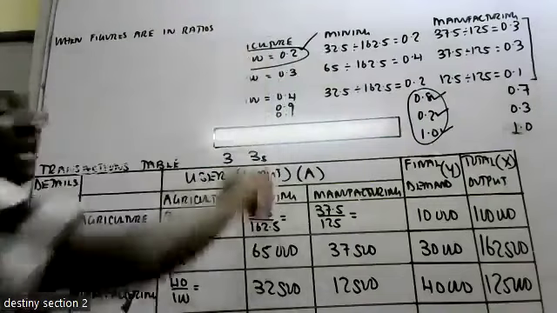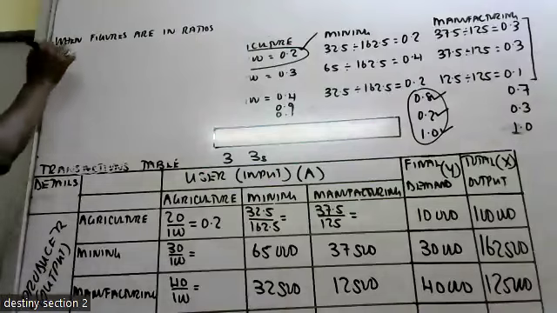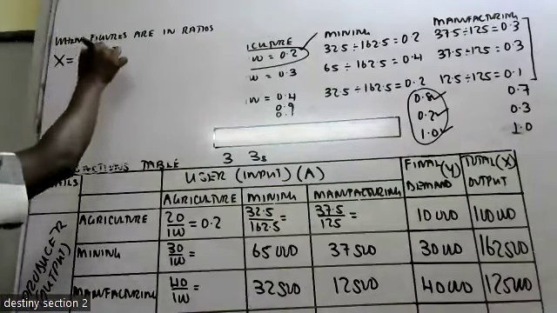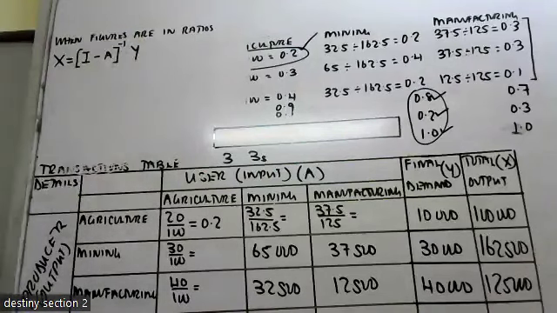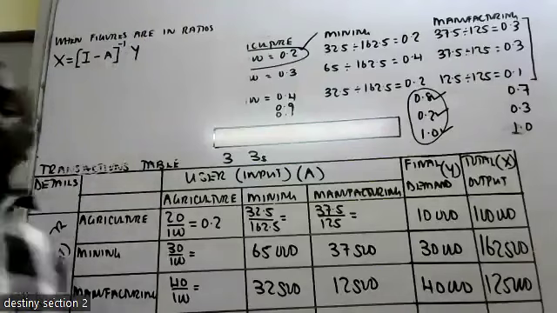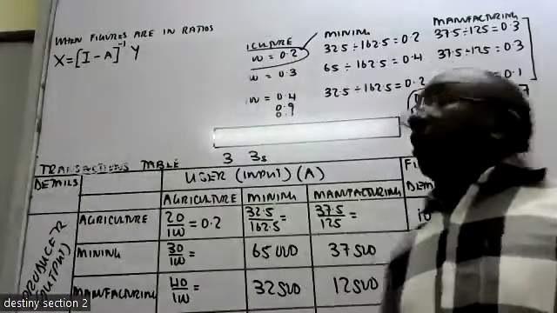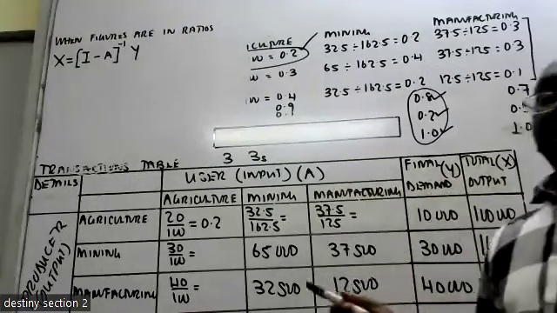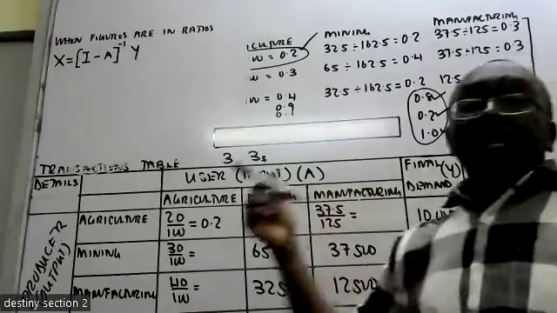When figures are in ratios, this is the formula we use. X is equal to I minus A inverse multiplied by Y. So that is the second formula of getting X. Ile ya kwanza tulikuwa tumesema ni A plus Y, you get X. Sasa hii inamaanisha you get I. I is the identity matrix.